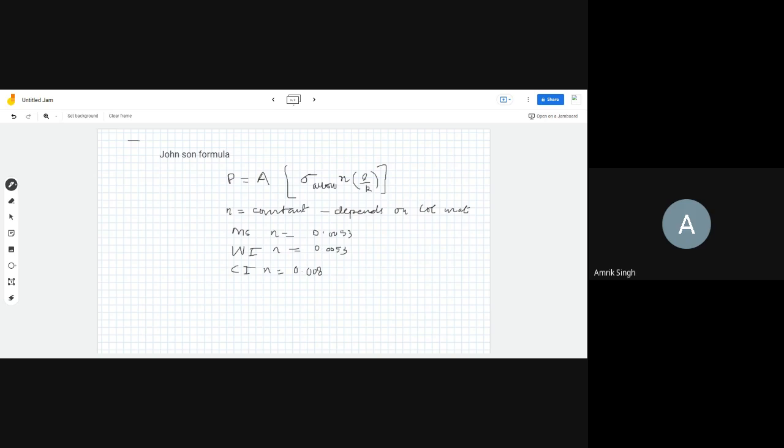So this is a Johnson's parabolic formula. This is, sorry, straight line formula. This formula is a straight line formula. Then there is one more formula that is known as the Johnson formula.